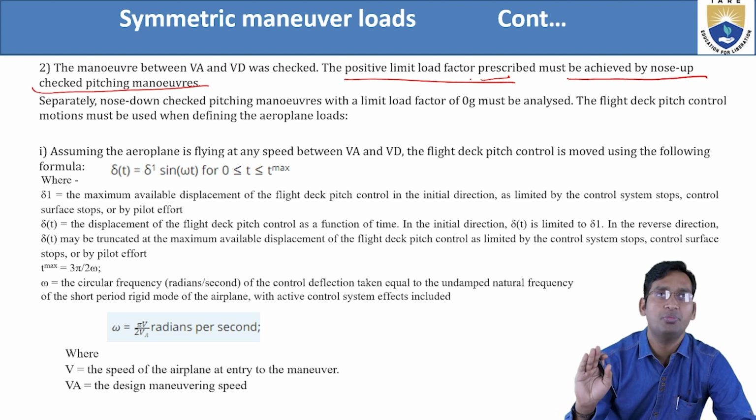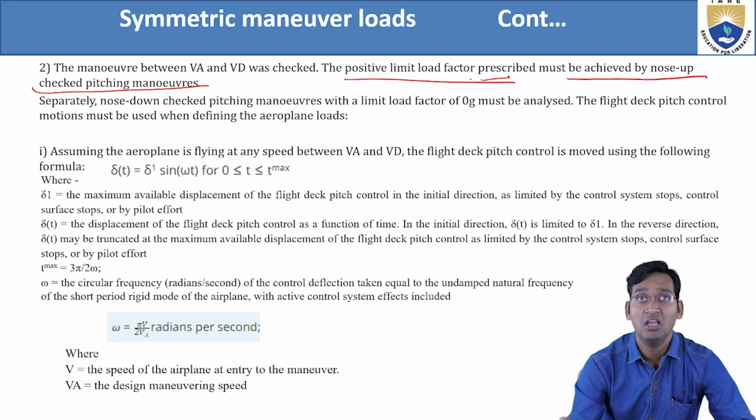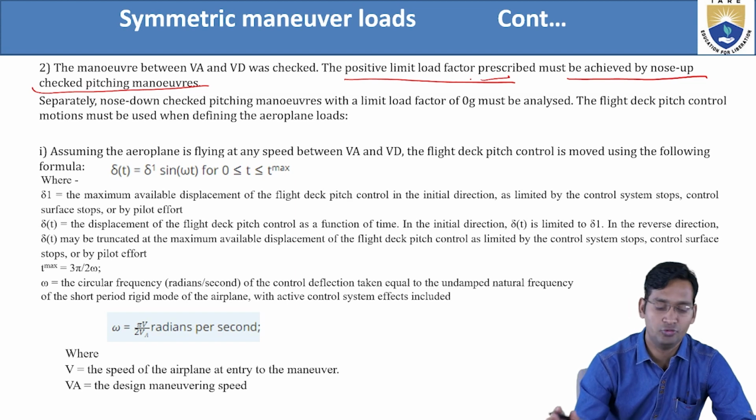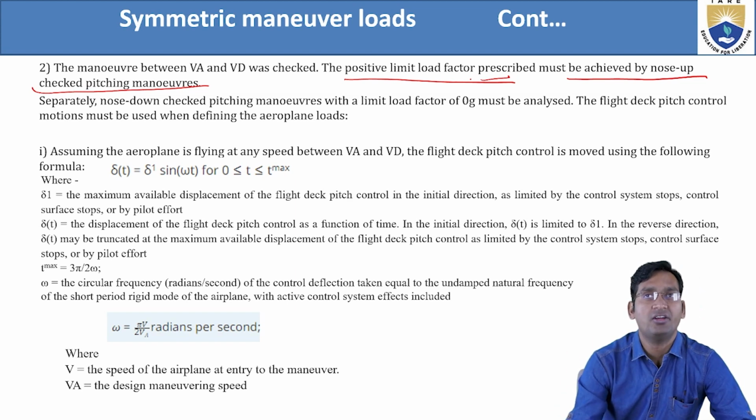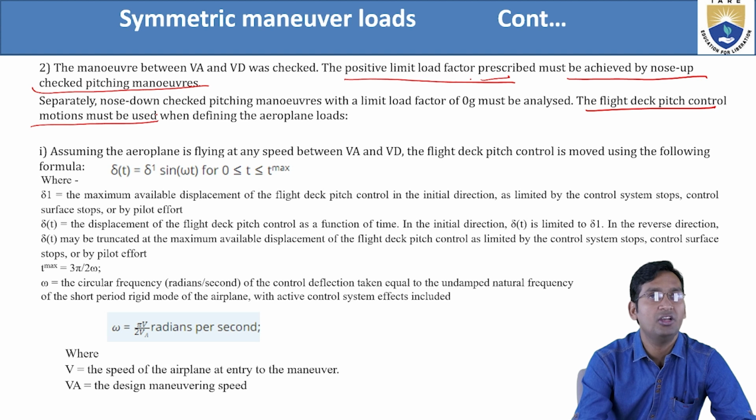So when there is nose-up maneuvering, at that time the positive limit load factor should be there. Or in other words, when the nose-up pitching maneuver is going on, the positive limit load factor should be there. Separately, nose-down checked pitching maneuvers with a limit load factor of 0 G must be analyzed. So when it is coming down, at that time load factor 0 G must be analyzed. The flight deck pitch control motion must be used when defining the aeroplane loads. So when we are defining the aeroplane load, at that time the flight deck pitch control should also be considered.